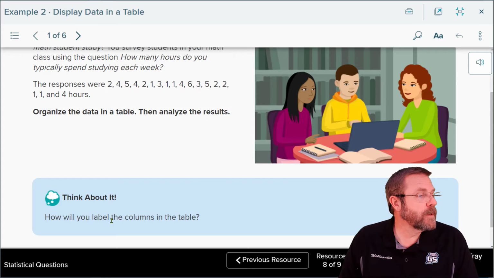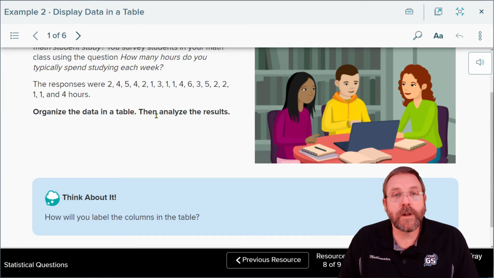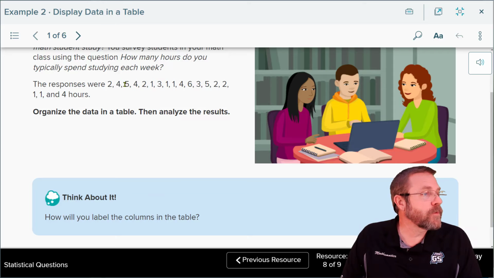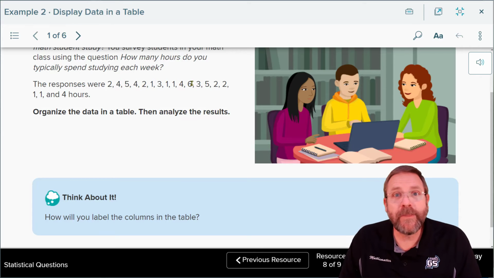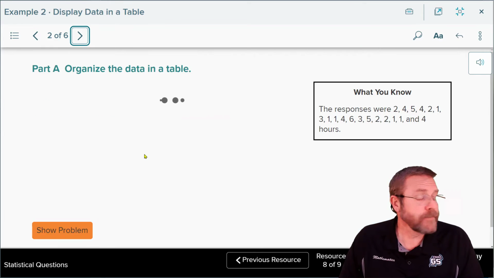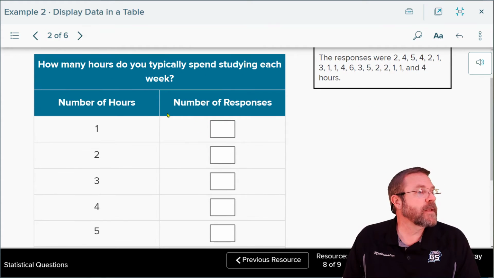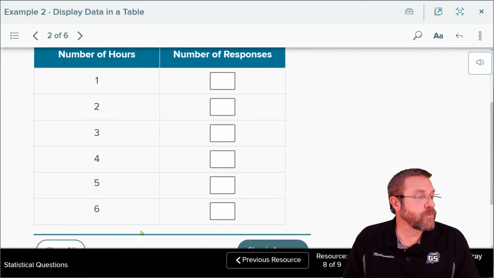So, how many columns is your table going to need to have? Well, I'm thinking you're going to need one column for each number of hours. You got 1 hour, 2 hours, 3 hours, 4 hours, 5 hours, and 6 hours. So I think we're going to need 6 columns. Let's see what they say to do. Organize in the table. So actually they did 2 columns and 6 rows here.